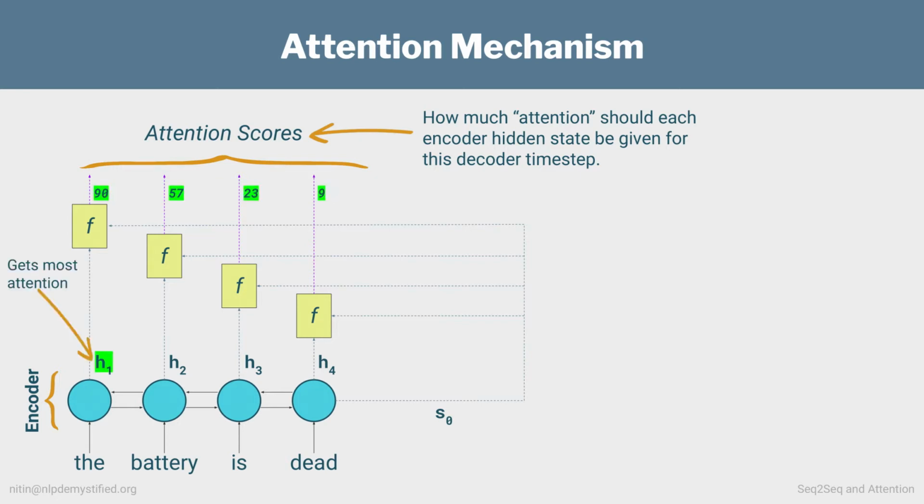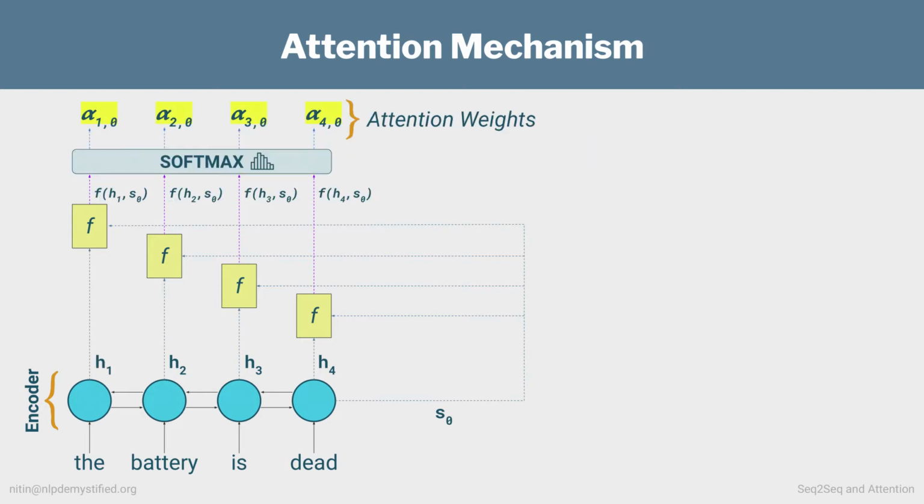So for example, at the first decoding time step, perhaps the attention scores look like this, where the first hidden state should be given the most attention and the last hidden state the least. Next, these scores go through a softmax to transform them into a distribution that adds up to 1. This way, attention becomes a proportion that gets assigned differently to each encoder hidden state, which is why they're called attention weights. So after going through the softmax, perhaps the weights look like this, with the first encoder hidden state getting 70% attention, the second weight 10%, and so on. Now we know how much attention each encoder hidden state should get.